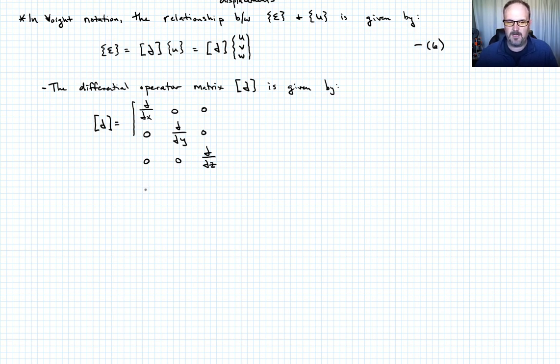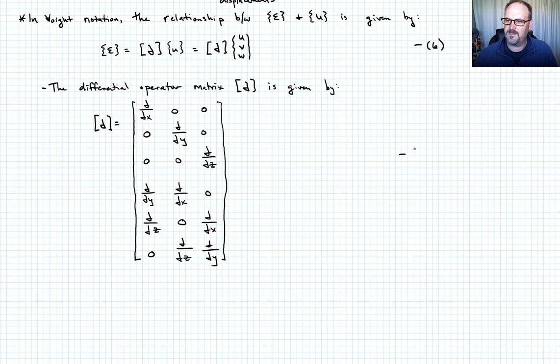Next row is going to be del by del y, del by del x, 0. Next row is going to be 0 in the middle, del by del z, del by del x, and then that last row is going to be 0 and then del by del z, del by del y. Okay? So we'll call this equation 7. You can go back if you need to and convince yourself that that's the case, but that gives us the small strain approximation that we've talked about previously.